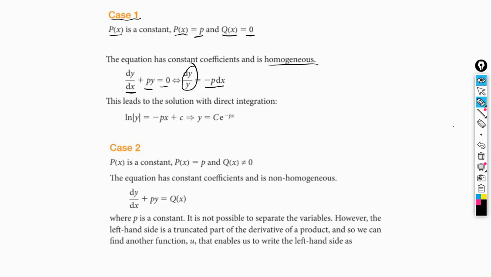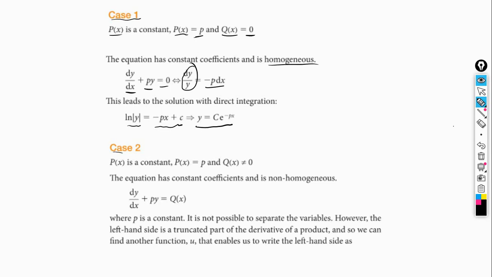And this leads to a familiar solution with direct integration. So we get natural logarithm of the absolute value of y is equal to minus px plus c. And from there, the general solution, y equals c times e to the power of minus px.